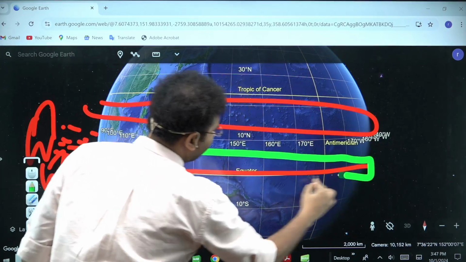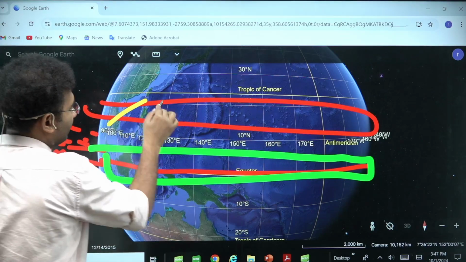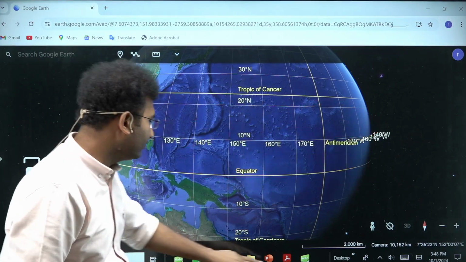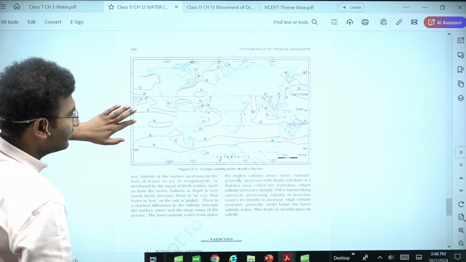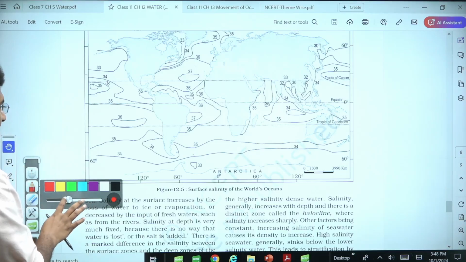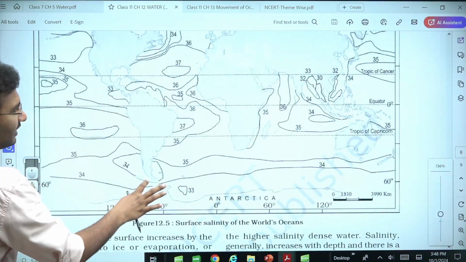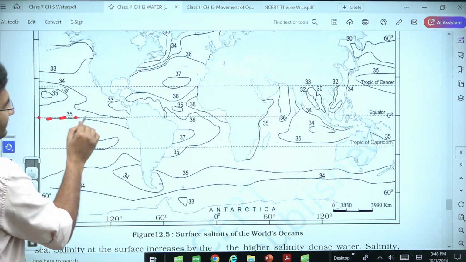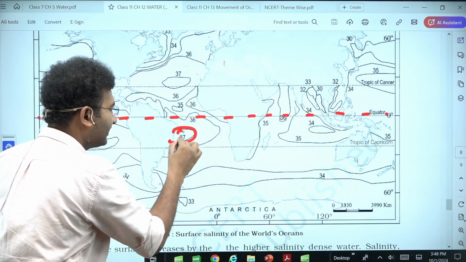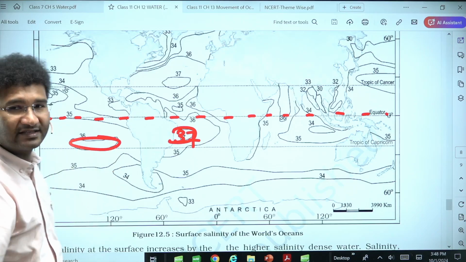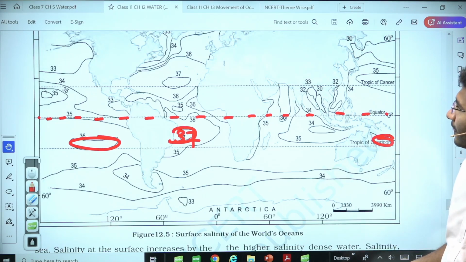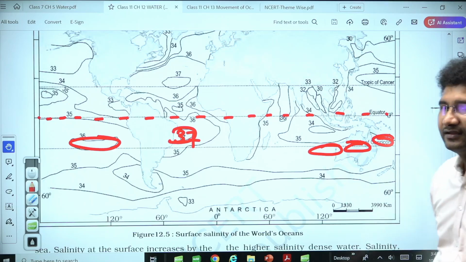In the regions near the tropics, the rainfall is less. So that's why you will find more saline water here. Now let me show you where you find the high saline water. On the surface salinity map of the world oceans, look here, the highest salinity is found in the tropics, not at the equator. The equator has 35 parts per thousand. But the highest salinity is 37. The tropical regions have 36 parts per thousand. These pockets I am drawing are the high saline areas.